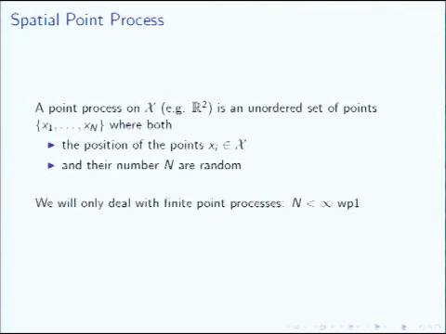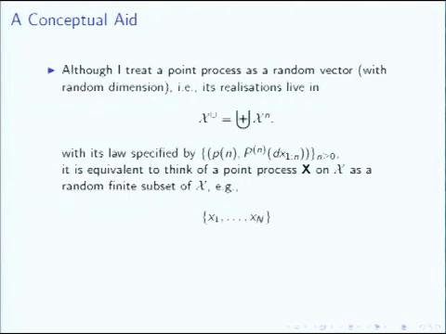And we're only interested in dealing with point processes which are finite. What this means is that the distribution of the cardinality of the process is limited to the non-negative real numbers. Okay. Now mathematically, I personally find it more convenient to treat a point process as a random vector. What I mean by this is that realizations of the point process live in this space, a disjoint union.